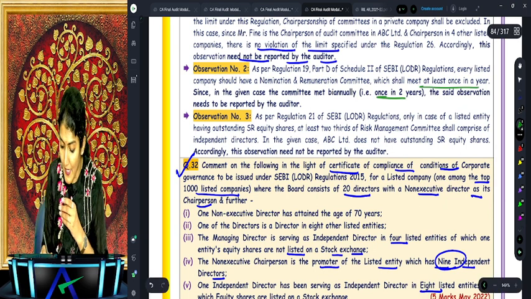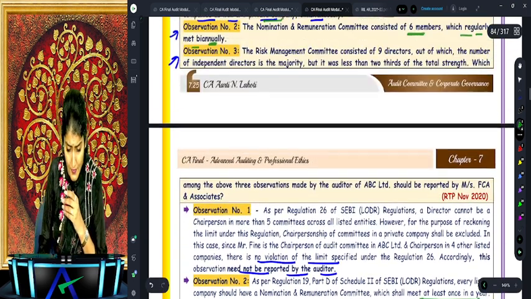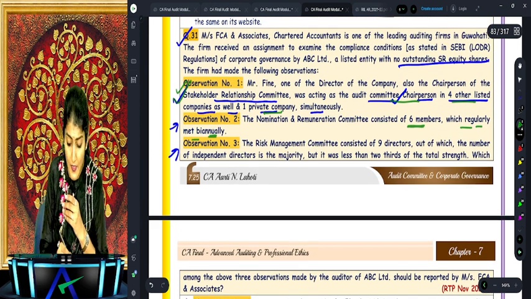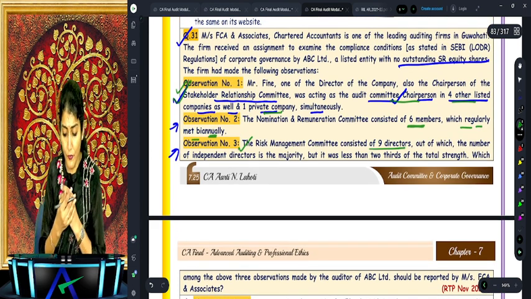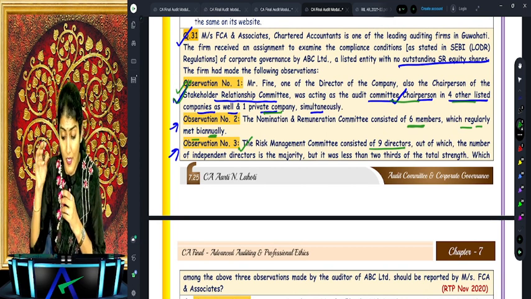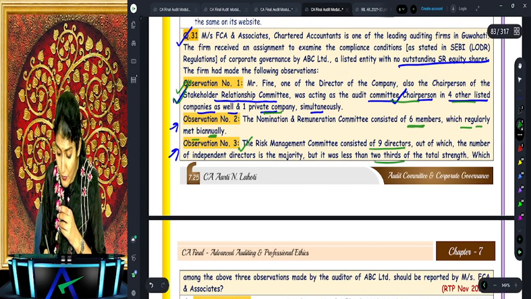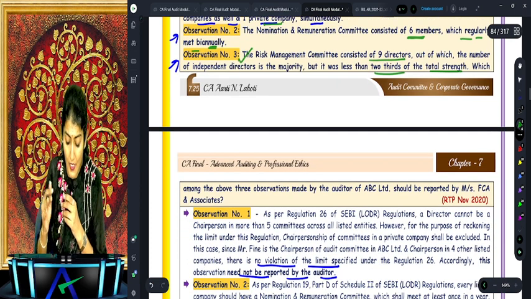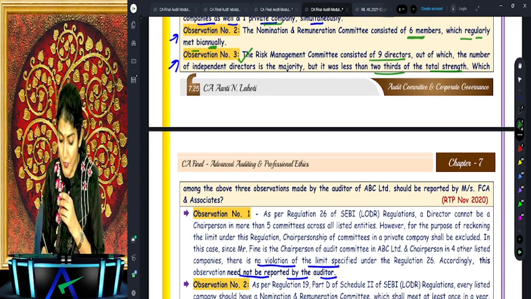They have to meet at least once in a year. Are you understanding that? Yes. And the risk management committee consisted of 9 directors, out of which the number of independent directors is the majority, but it was less than 2/3 of its total strength. Which among the above 3 observations made by the auditor should be reported?